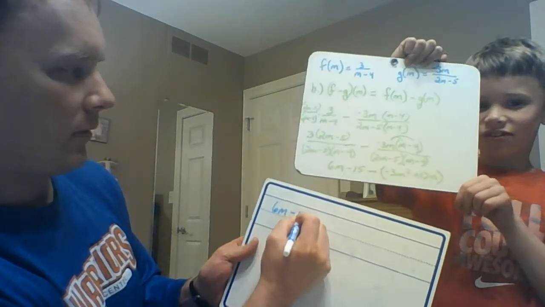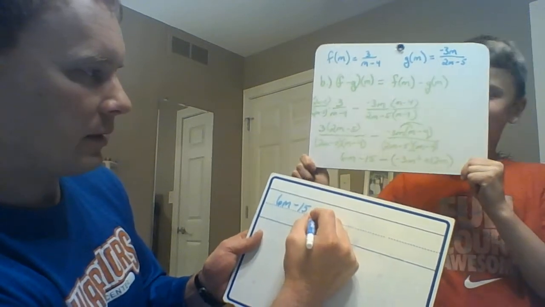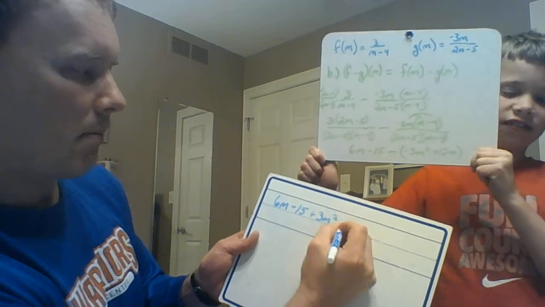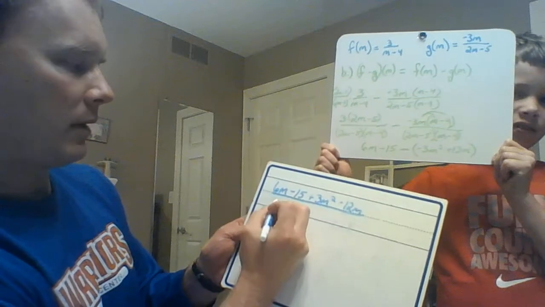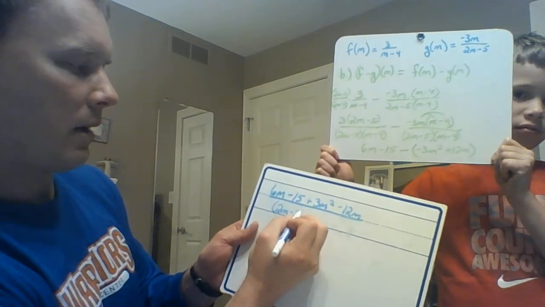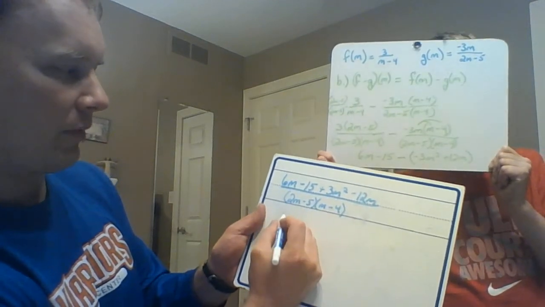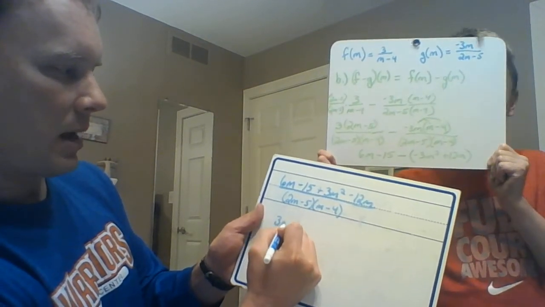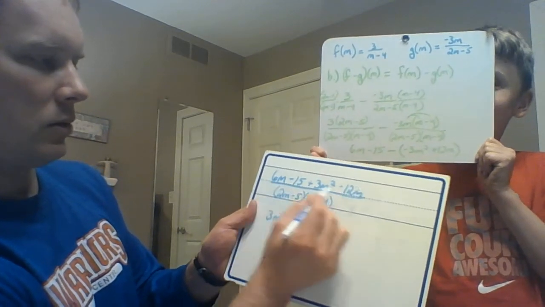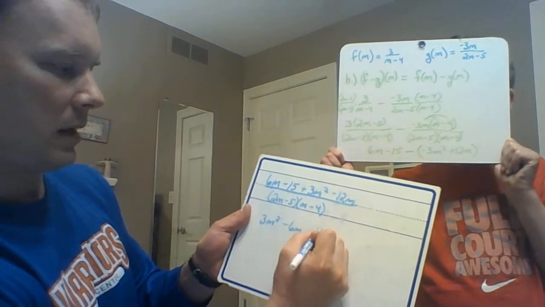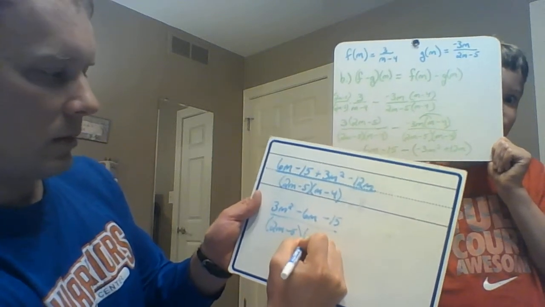6m minus 15, and then I'm going to distribute that negative through. So I have plus 3m squared minus 12m. Now remember, that's all over this denominator of 2m minus 5 times m minus 4. And then we'll do one more simplifying on the top. So we have 3m squared minus 6m when we combine these two like terms there, minus 15 over 2m minus 5 times m minus 4.